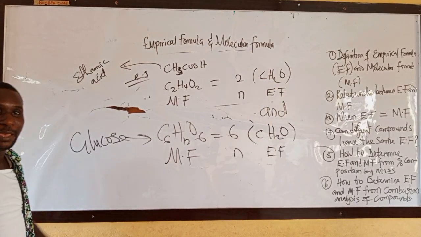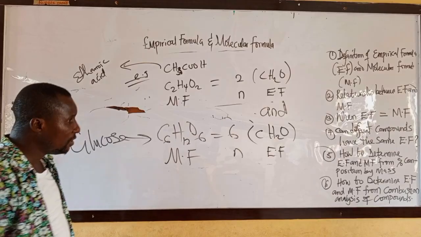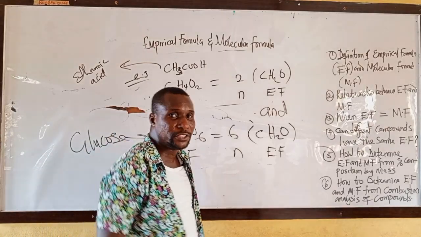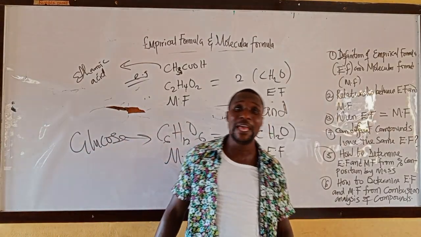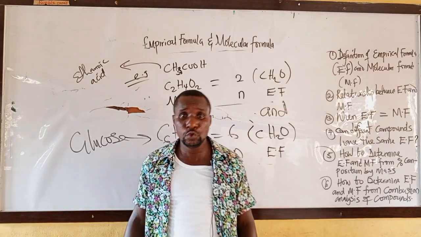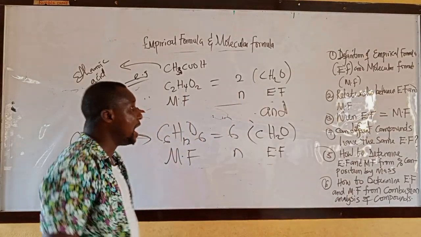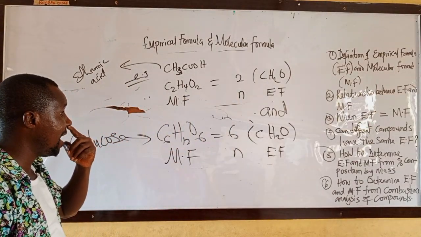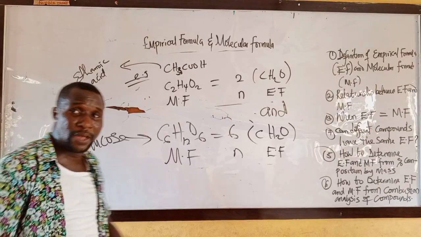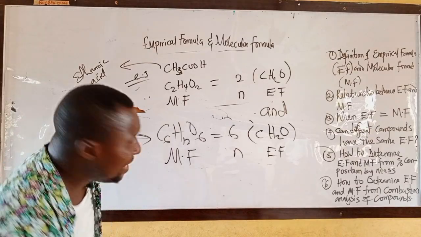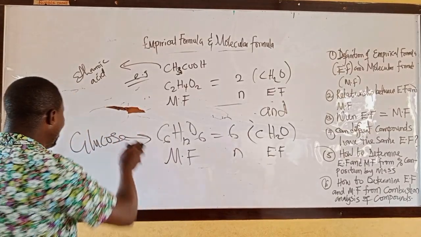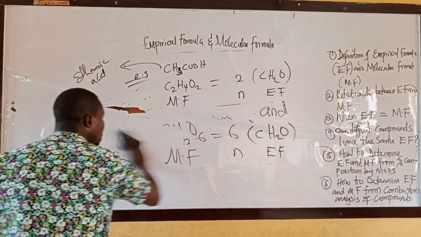They have the same empirical formula. Two or more compounds can have the same empirical formula. Let's look at the one that came out in JUPEB 2015.